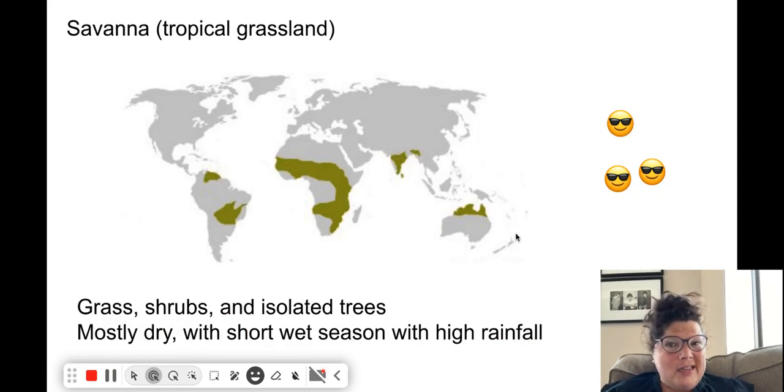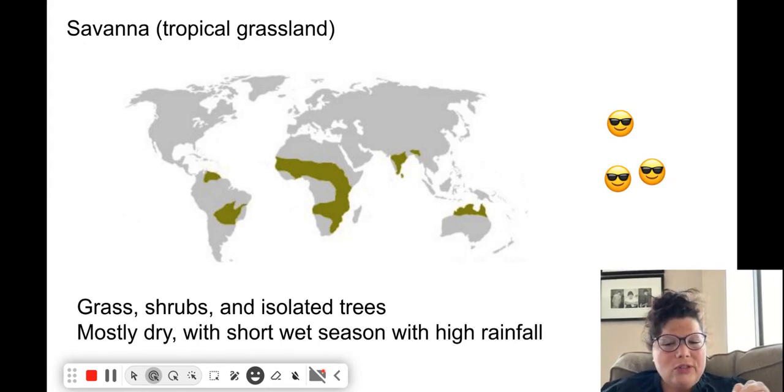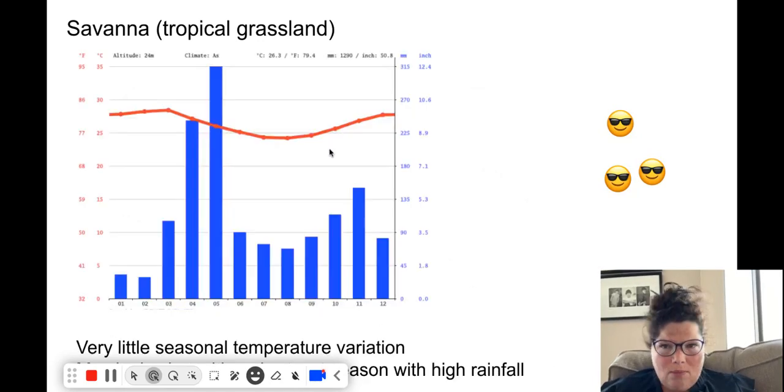Not as much, though, as this next one, which is the savanna. Savanna and the temperate grasslands are very similar. The only real difference here is that this one is dry. It has trees. We have trees. And they get a lot more rainfall.